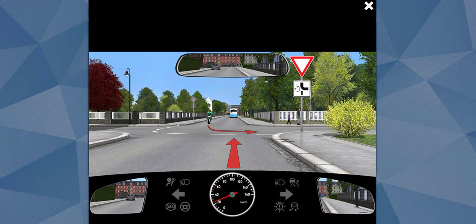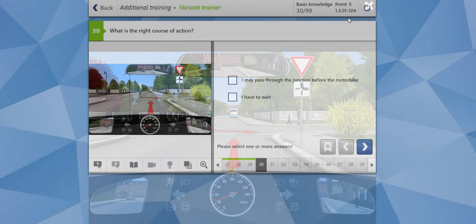So in this case, there is a yield sign and also there is a road marking. We are on the subordinate road and this guy has the priority. So you can see from the symbol over here that this guy has the priority and he is following the priority road. Let's look at the options.